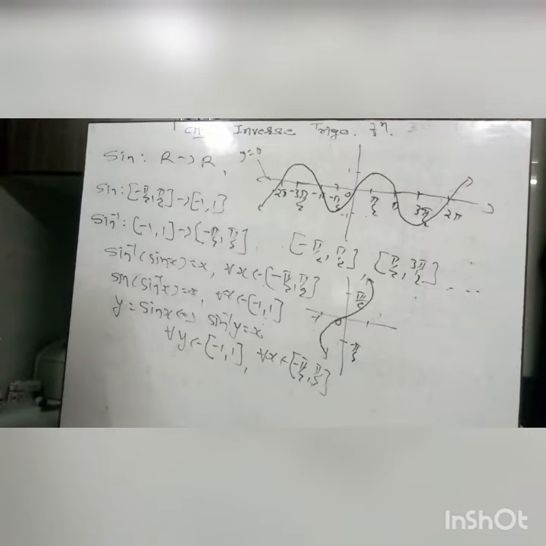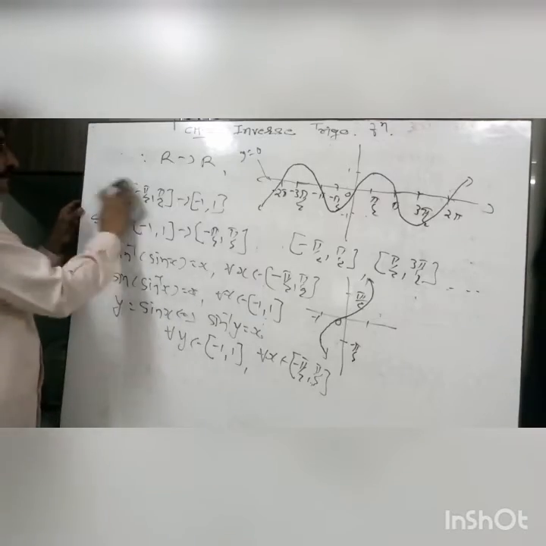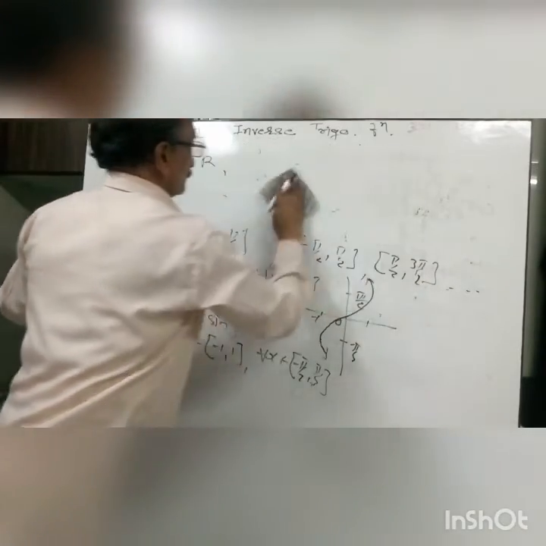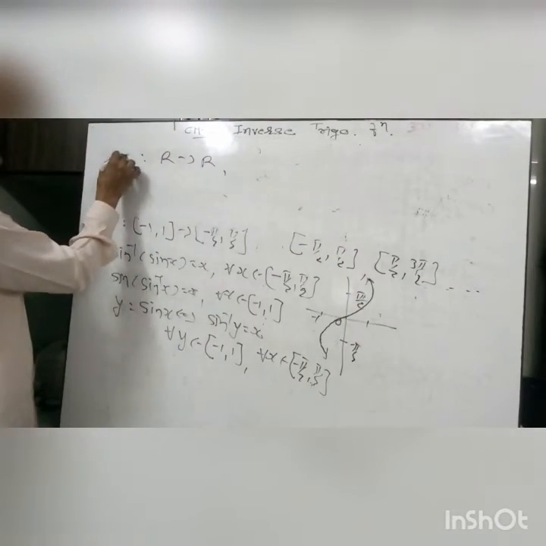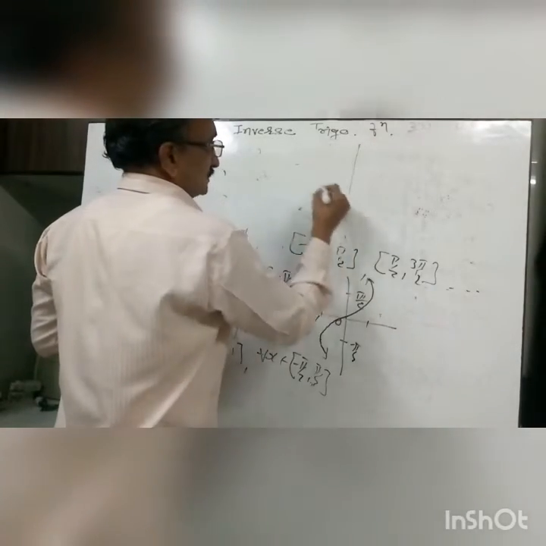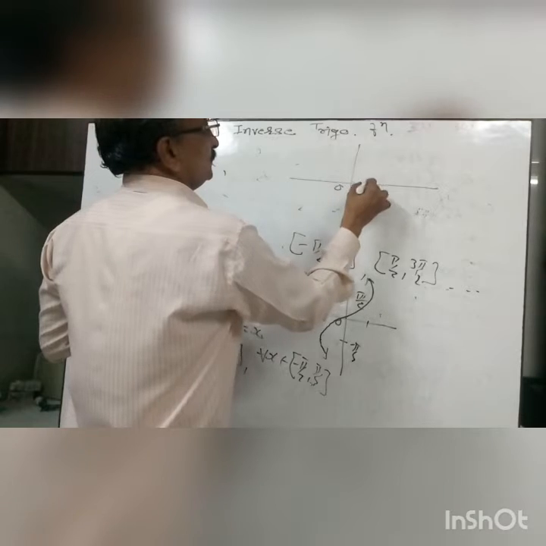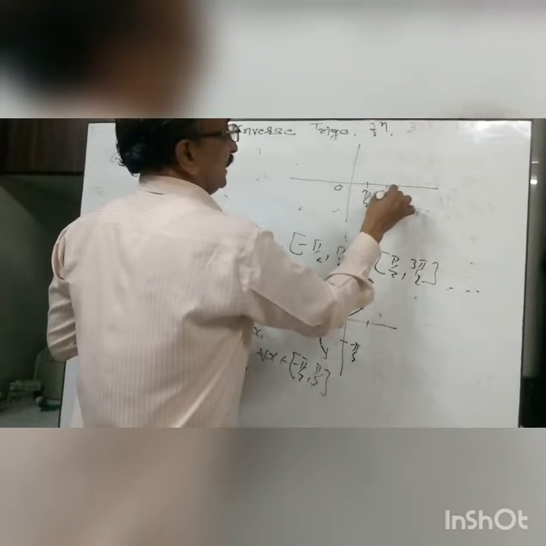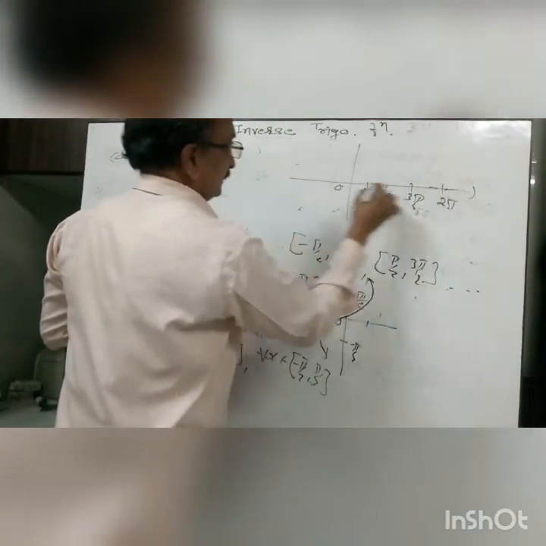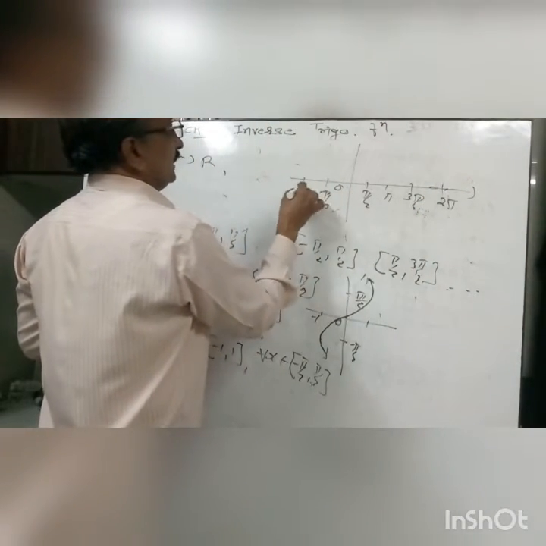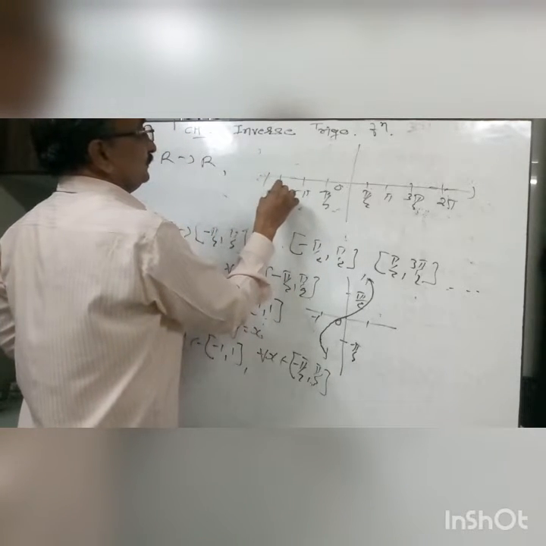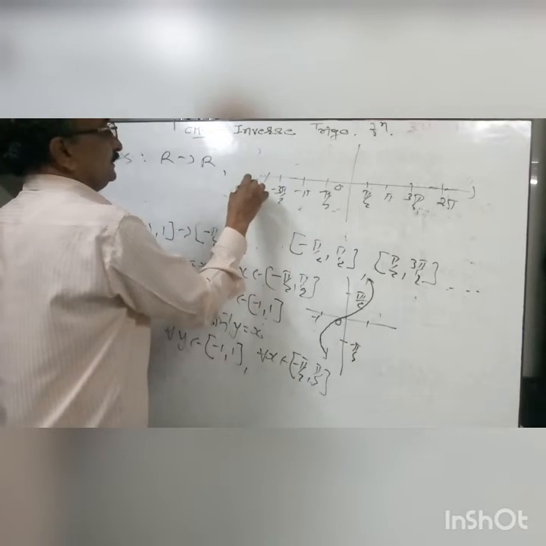Now here we discuss cos, its graph and the inverse of the cos function. Cos is a function from R to R, we know that. Also the graph of the cos function: 0, pi by 2, pi, 3 pi by 2, 2 pi, same on this side, minus pi by 2, minus pi, minus 3 pi by 2, minus 2 pi.